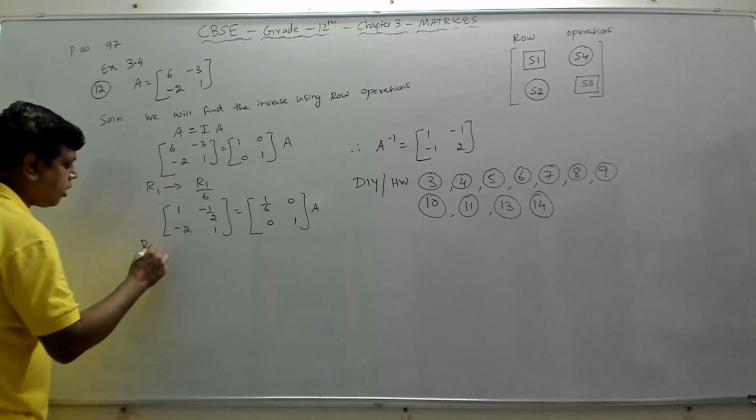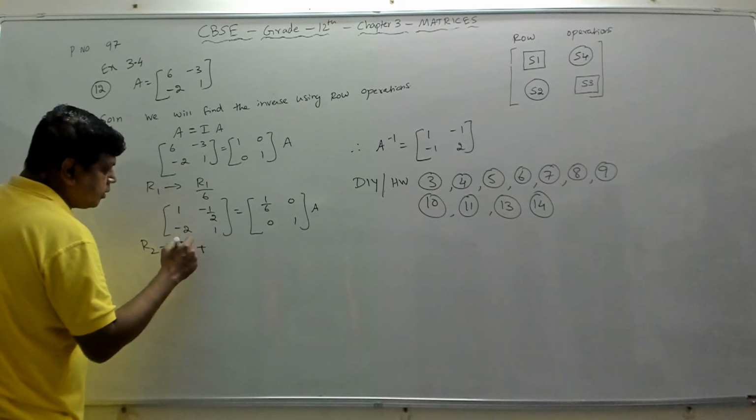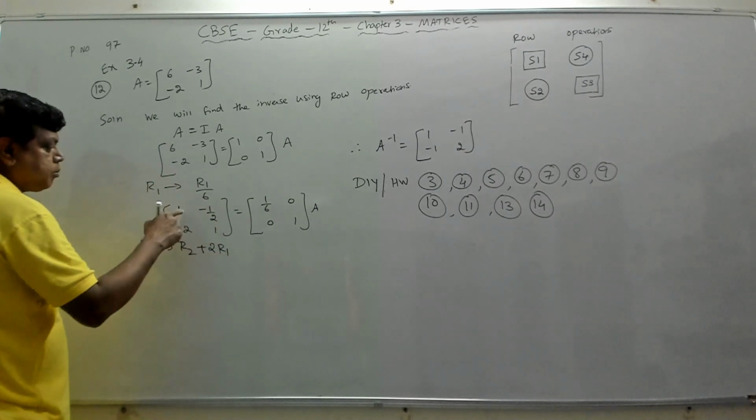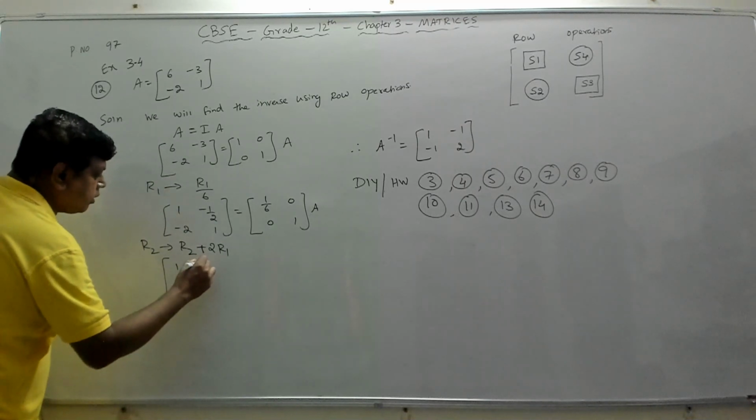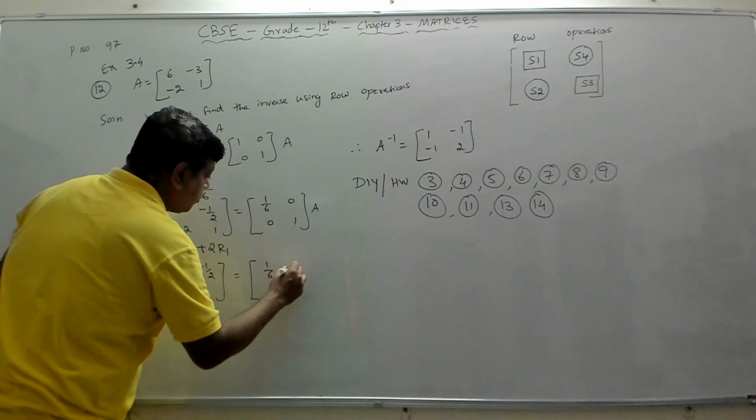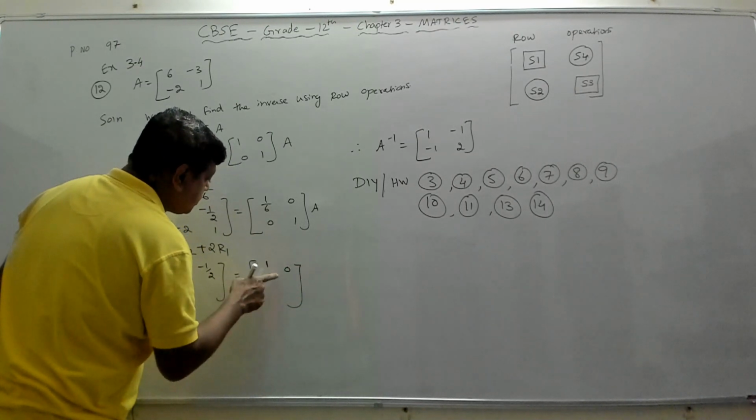So we will apply R2 implies R2, which is minus 2 plus 2 into 1, plus 2 into 1 is R1. So this we will apply. No change to my first row: 1, minus 1 by 2. Always it's better to write the row which does not change, the rows which don't change.